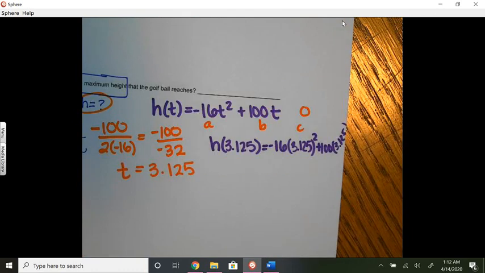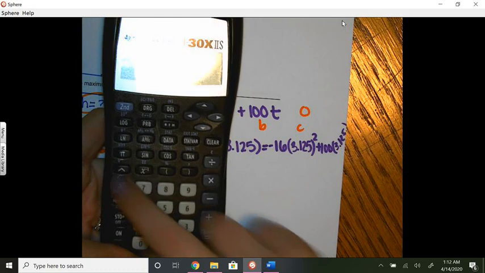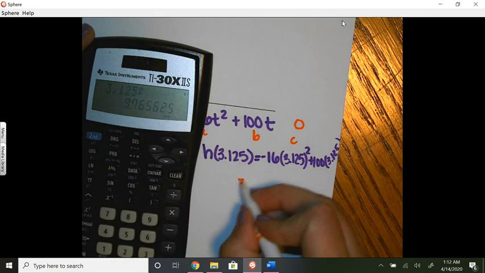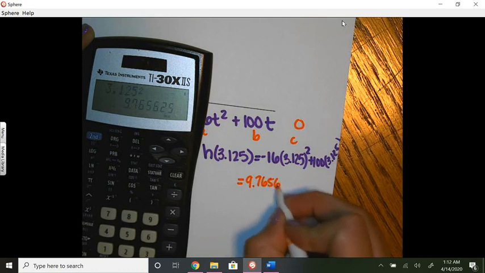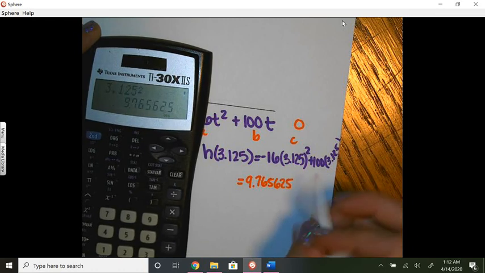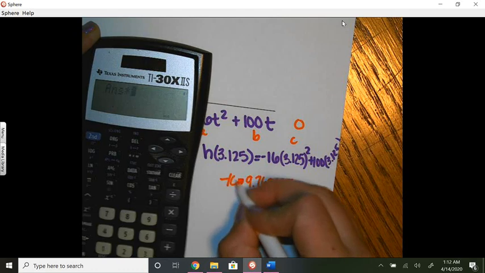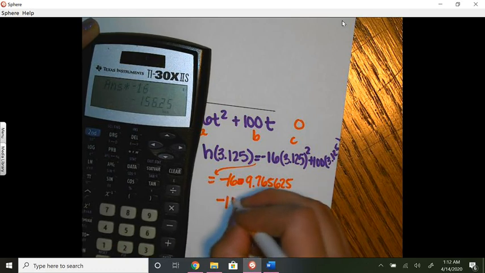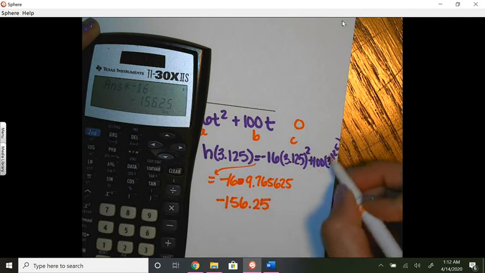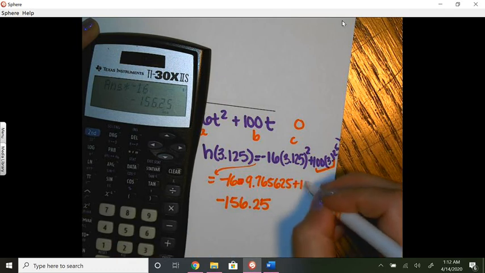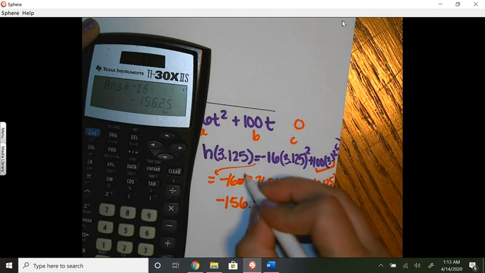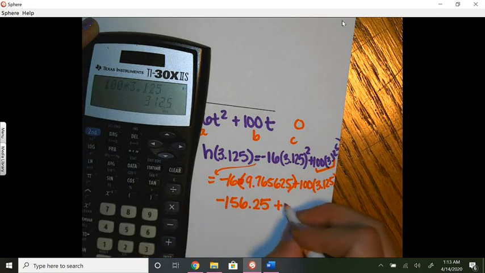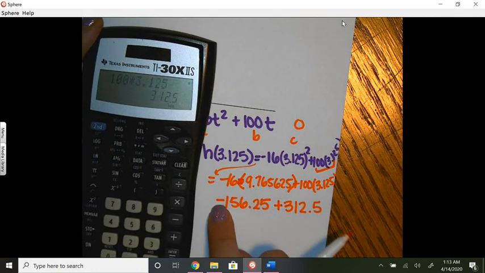Running out of room there. Okay, so we're going to do 3.125 squared. And we would get 9.765625. It does not say to round. And then we're going to multiply that by negative 16. So I'm just moving this over here. So times negative 16, and we would get negative 156.25. And then we'd have multiplication here. So 100 times 3.125, so positive 312.5 there. And then we're going to enter this in our calculator.